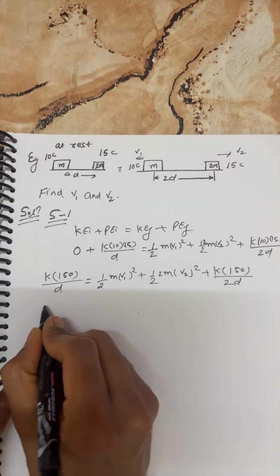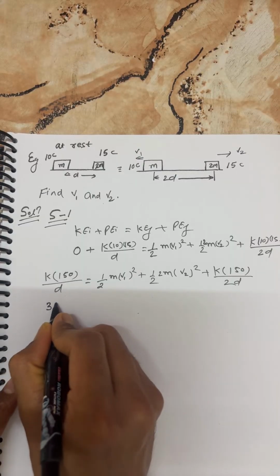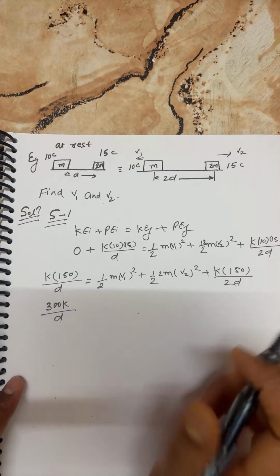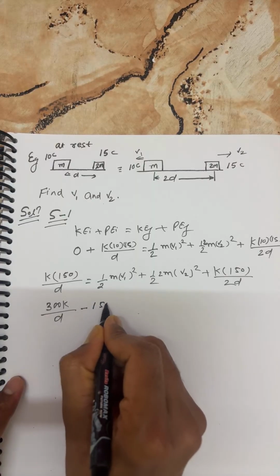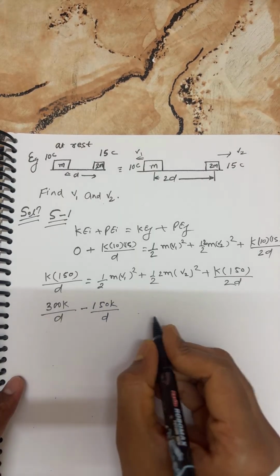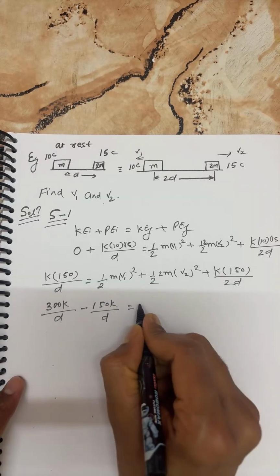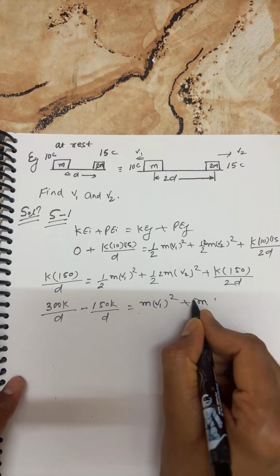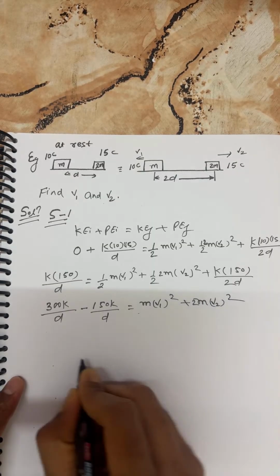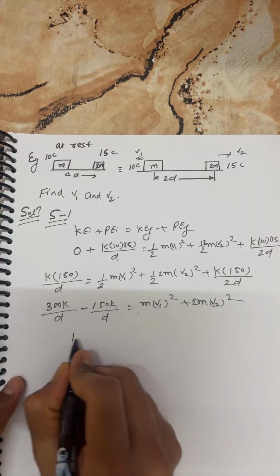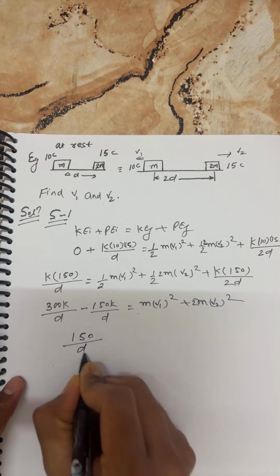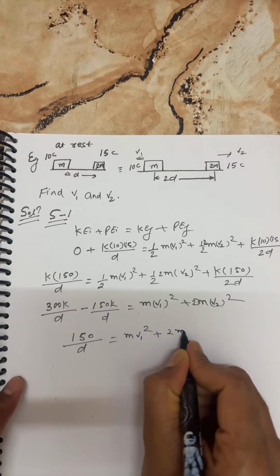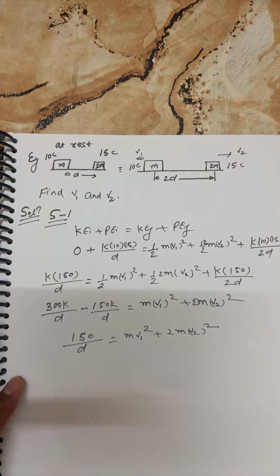Now this two here, I'll keep this side. So what you can say, this is what you can write, 300k by d and this is what 150 by d. So I'll take care this side, 150k by d, which is equal to m v1 whole square plus 2m into v2 square. Now further solve, this is 150 by d, which is equal to m v1 square plus 2m into v2 square.